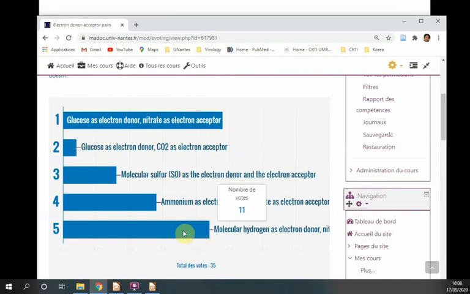This one down here, molecular hydrogen as electron donor, nitrate as the electron acceptor. Yes, definitely true. This one, number 3, molecular sulfur as electron donor and the electron acceptor. Apparently, yes. That is a thing that actually exists. It's called disproportionation. So some of the sulfur will be reduced to sulfide and some will be oxidized to sulfate or sulfuric acid. So apparently that can actually work and be energetically favorable.